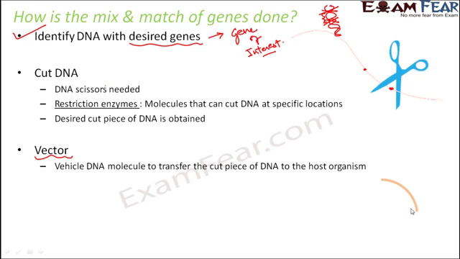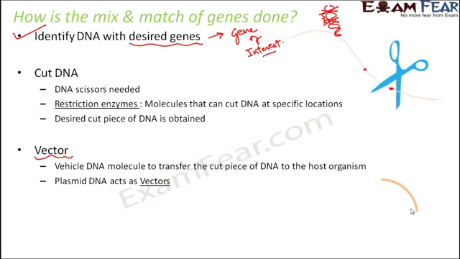Please remember the word vector; you have heard it before also while we were talking about infectious diseases. If you remember, mosquitoes are the vectors for the disease malaria. Why? Because they act as carriers. They carry the germ from one person to another person. So they are the carriers. Similarly here also, the vectors are the carriers. So the vehicle DNA molecule, this special DNA molecule which acts as a carrier or a vehicle, is known as a vector.